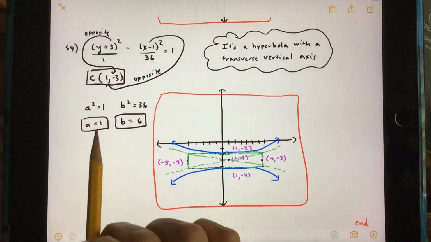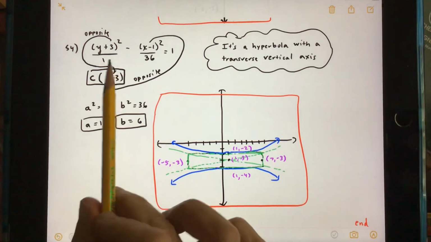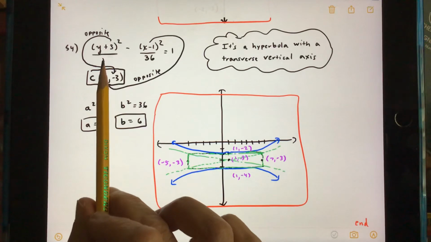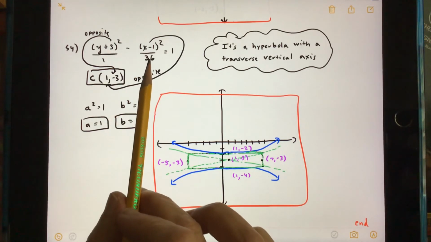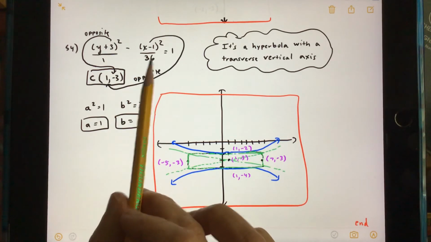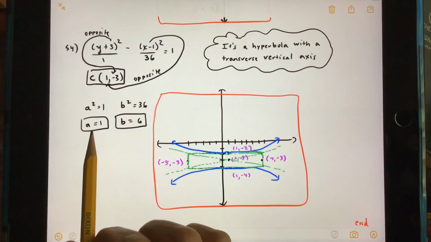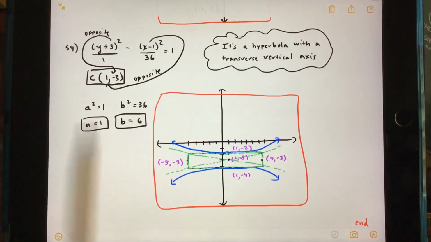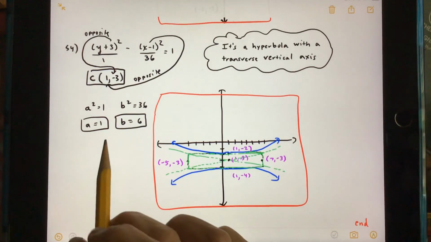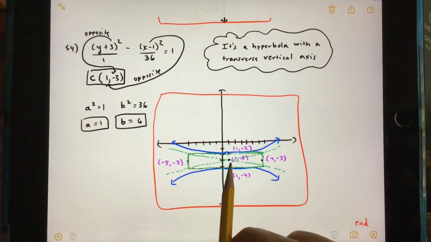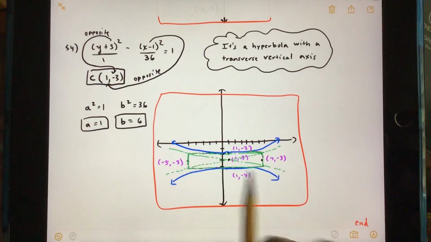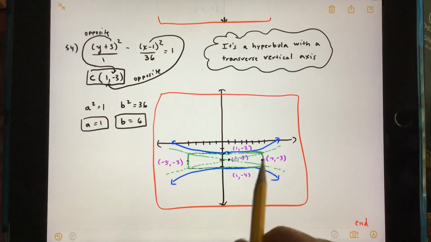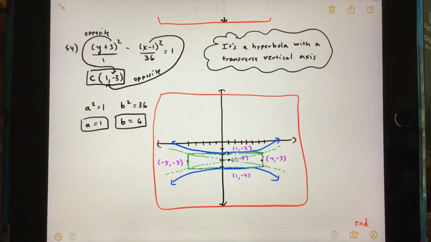Then we're going to pull off our a squared and b squared. So remember, for a hyperbola, a squared is always under the first fraction, and the b squared is always underneath the second fraction in the denominator. So a squared is 1, so a is 1, b squared is 36, so b is 6. We're going to use these numbers now to move up, down, left, and right of our center to find our rectangular box that will allow us to find our asymptotes that will allow us to then graph the branches of our hyperbola.